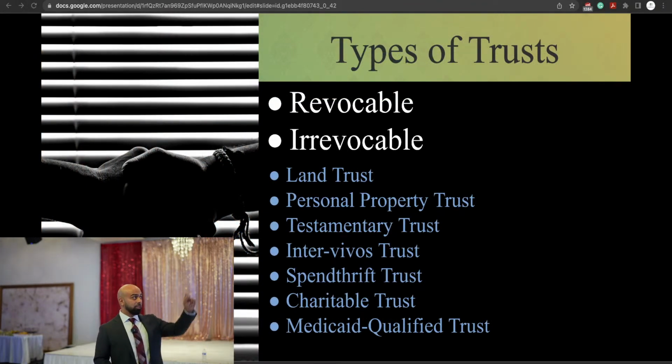So we're going to talk about the types of trusts. I'm just going to bullet them, but we're not going to go too much into them. The land trust, like I said, is mainly for your property. Personal property trusts, such as your cars, your jewelry, or anything of the sort, you're welcome to put into it. A testamentary trust is a trust specifically made to deliver goods or property or something of the sort at the time of your passing. That's specifically designed for that.